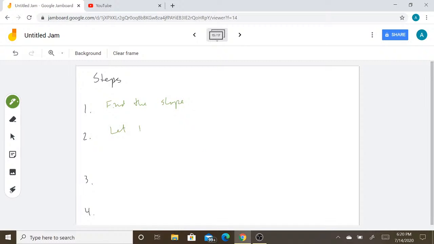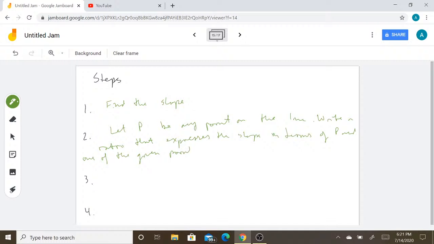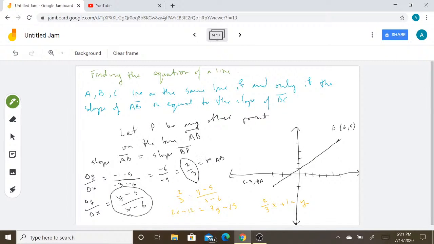Then let p, or any other variable, be any point on the line, and write a ratio that expresses the slope in terms of p and one of the given points. So what this step is saying is what we did over here with slope BP. We used a given point, which was B, 6, 5, and we used an unknown point, P, and we found the ratio, which was the slope.